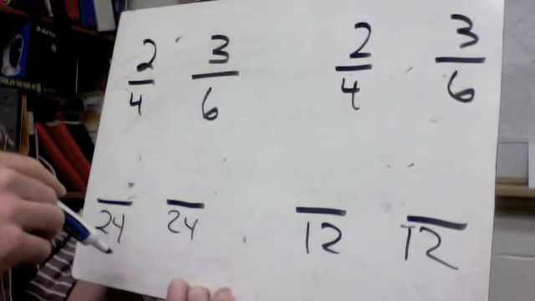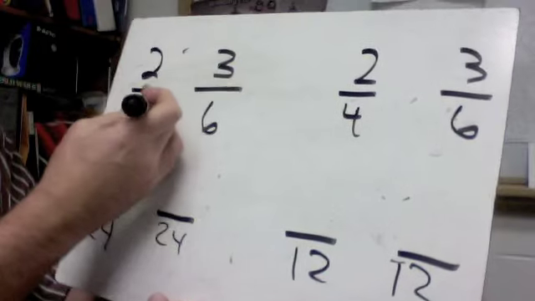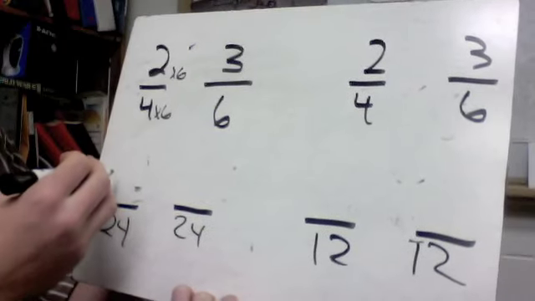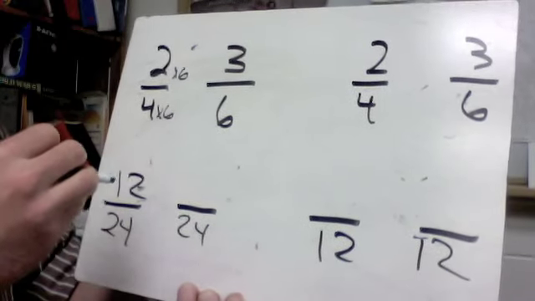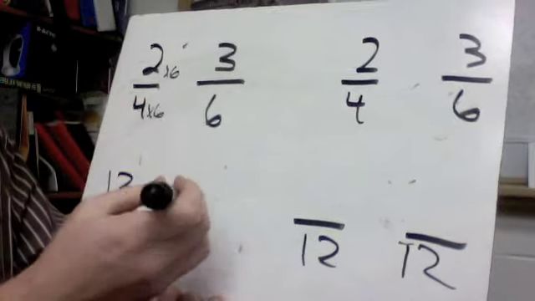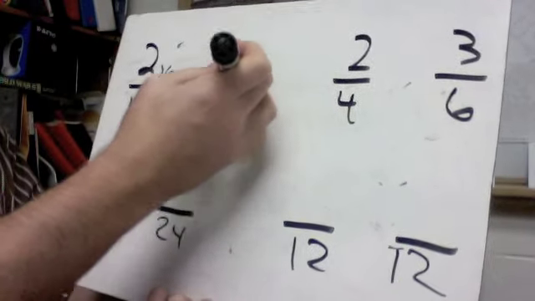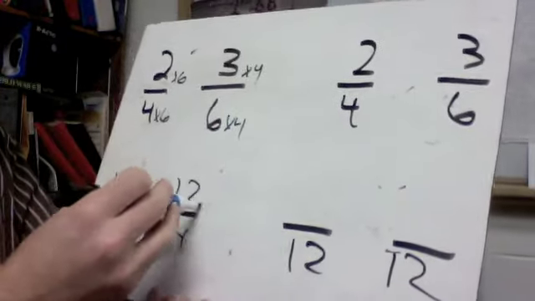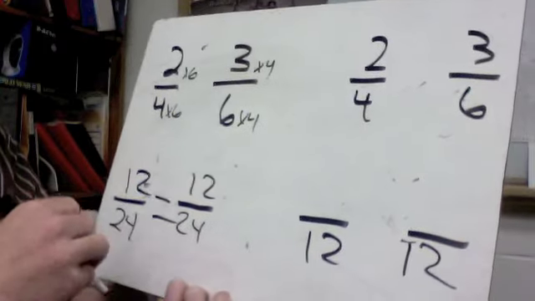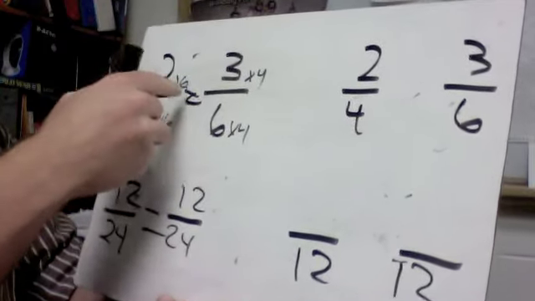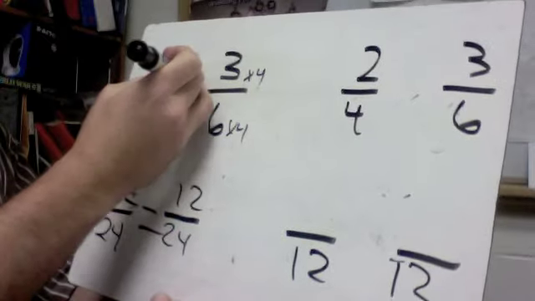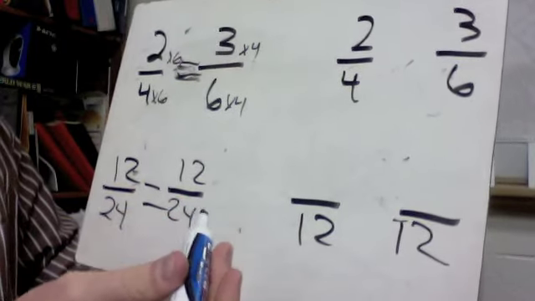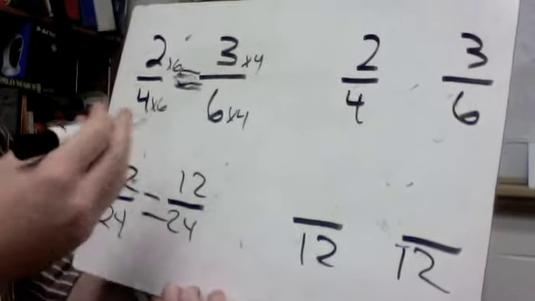Okay? Start with 24. To get 24, that would be 4 times 6, so we've got to times the top by the same thing. That would be 12. Over here, to get 6 to be 24, that's times 4, so I times the top by the same thing. 3 times 4 is 12. Those fractions are equal.